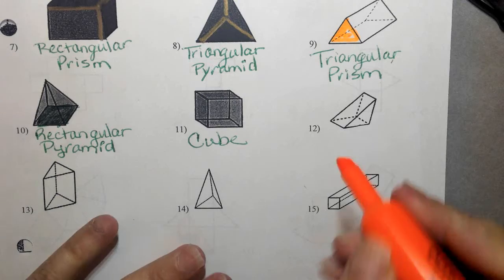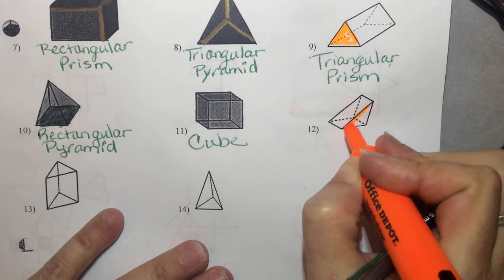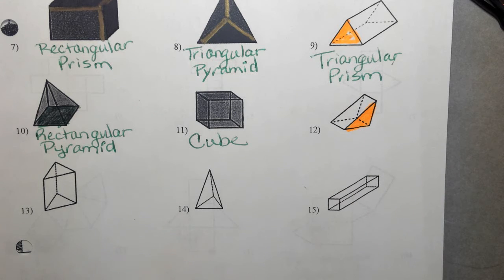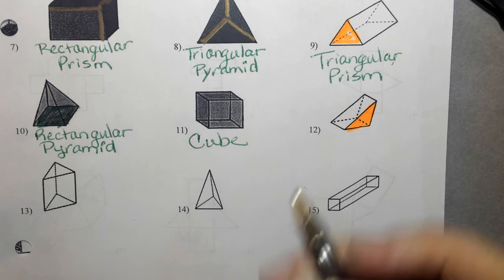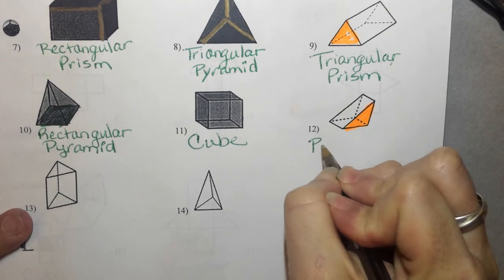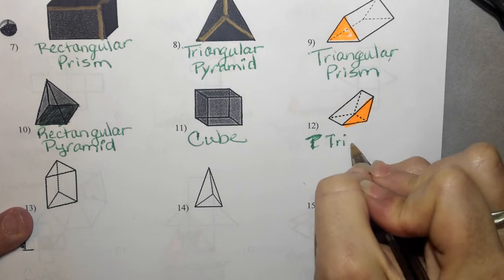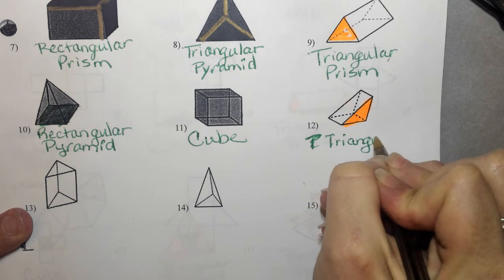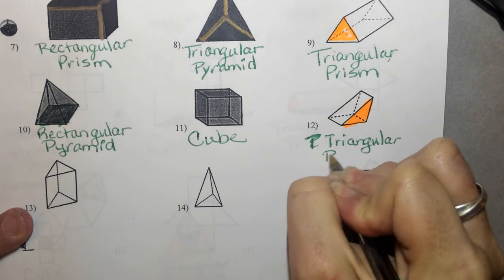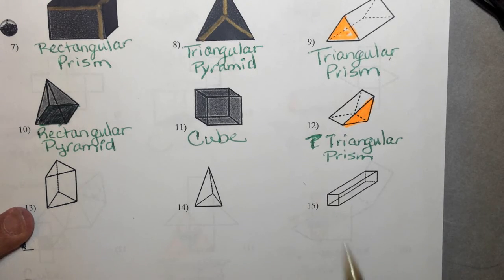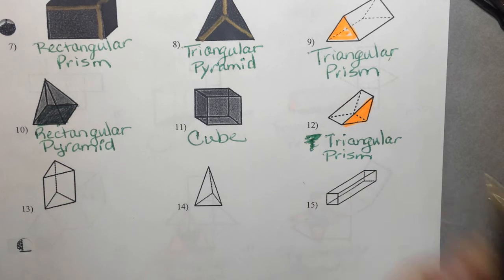On number 12, think about this word first. Triangular, and it's flat on each end. Prism, right. Triangular, it's just kind of fat compared to the one above it. But this is a triangular prism. Prism being flat. Okay.